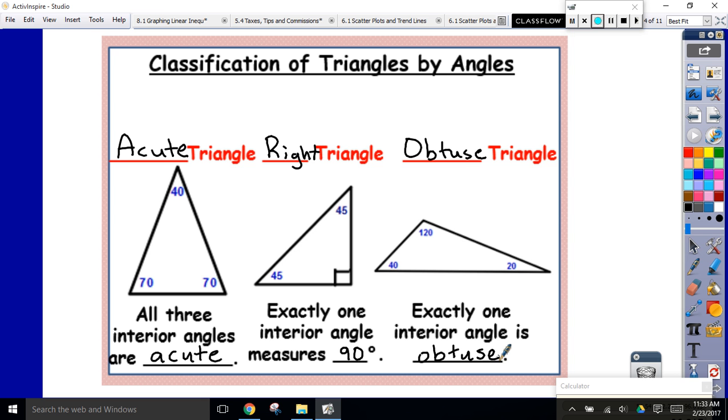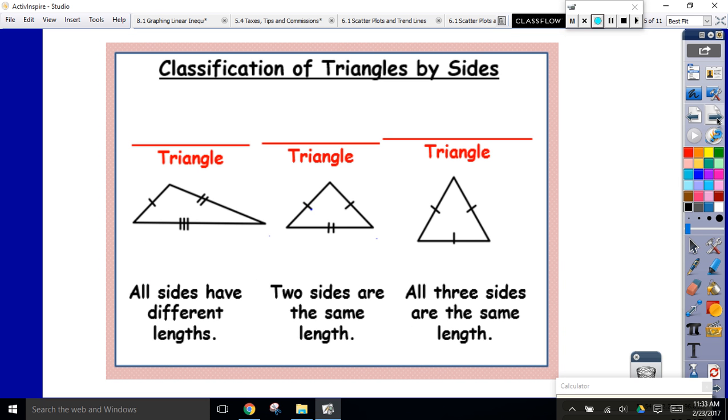Okay, the other way we can classify triangles is by the sides. First kind of triangle is called a scalene triangle. In a scalene triangle, all of the sides are different lengths. And these tick marks on the triangle are just a way to show that these sides are different. So this has one tick mark, two tick marks, three tick marks. It just means they all have a different number of marks, so the sides are all different lengths. It has nothing to do with which side is bigger or smaller.